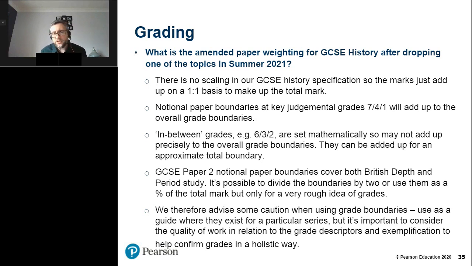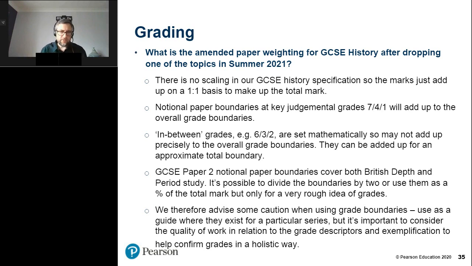Another thing to consider with GCSE paper 2 is that the notional paper boundaries cover both the British depth study and the period study. So there is not a single boundary for Elizabeth. There's a boundary for Elizabeth and the Cold War. There's a boundary for American West and Richard and John, but there is not a boundary for Richard and John alone. So if your students have dropped one of those papers and you need to work out a rough boundary, you can convert those boundaries into percentages and apply them to a mark, or you can divide it by 2. But obviously that's really rough because it isn't precisely always going to be 50-50.